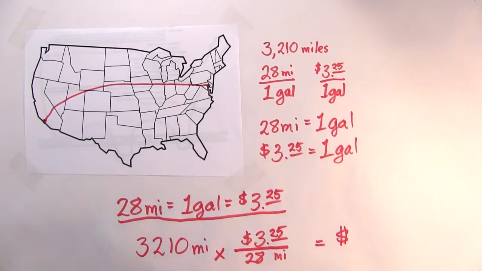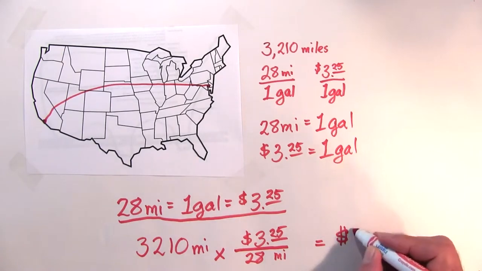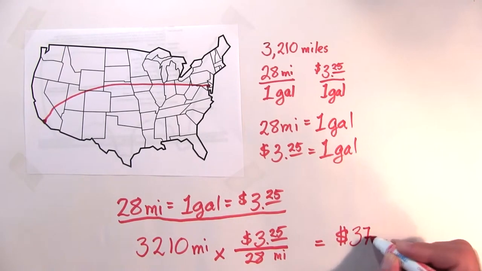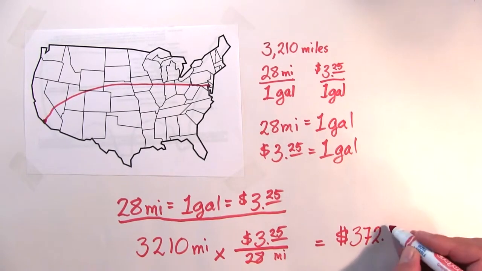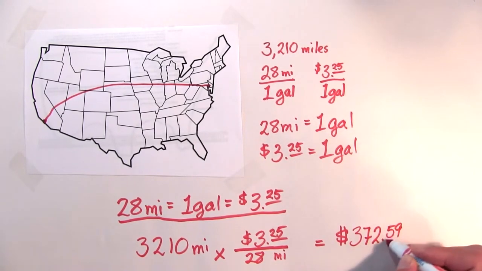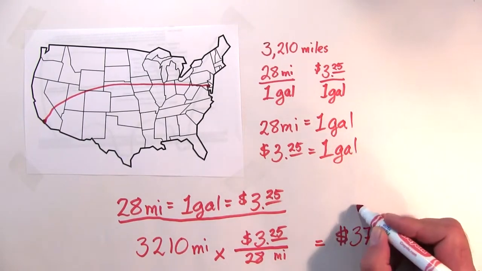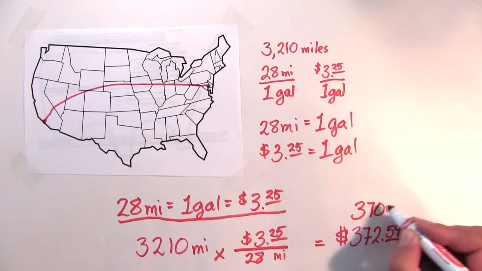$3.25 on the top. So now to do the math, I would take 3,210 times $3.25 divided by 28, and I will get, I don't know, I need a calculator. $372.60. $372.59. Now, if we round that off according to significant figures, we would probably just call that $370 about.